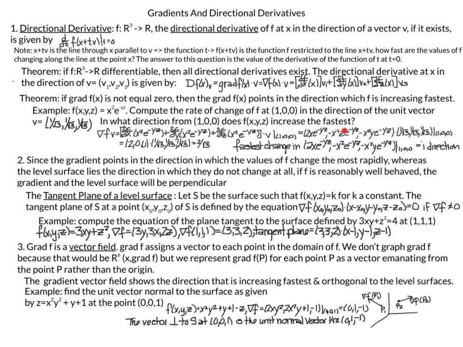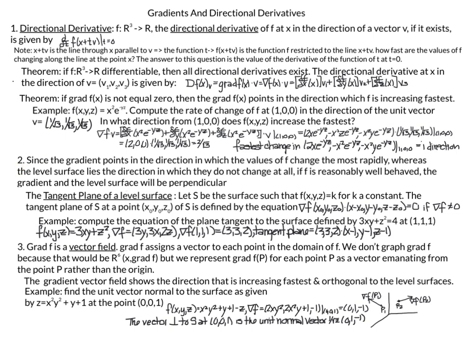Well, it's actually the same thing we had over here. Yeah, it is. So we're going only in the i direction, in the x direction. So that's the direction in which things change fastest. Again, that's given to us by our gradient. So the gradient points in the direction in which the values of f change the most rapidly.